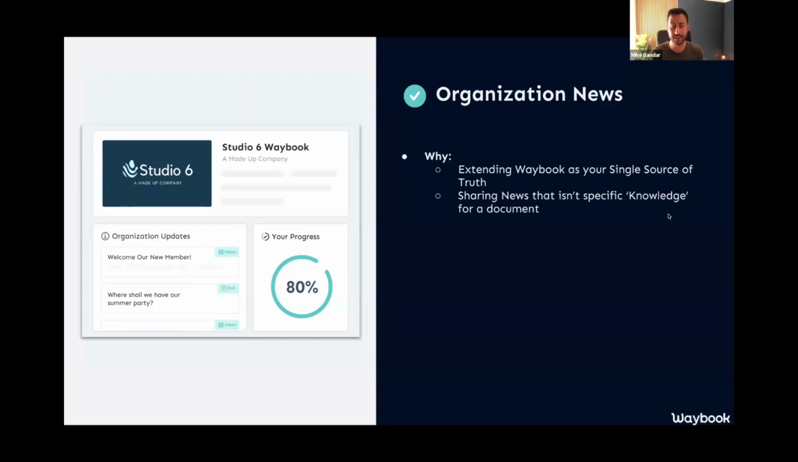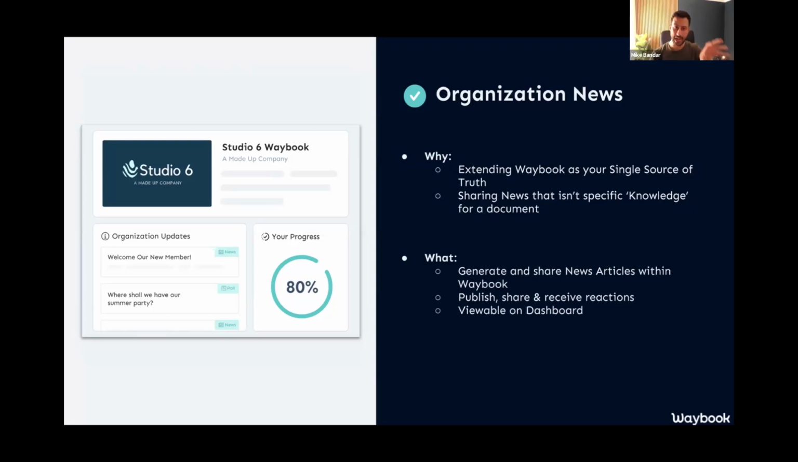Now, whilst that's still great, if there's knowledge that doesn't live within a document, you can now create that with news. So what that essentially is, is the ability to generate and share news articles within your Waybook. And also it enables you to create, publish, share, and receive reactions back to the news that you're sharing. Now, it's viewable on the dashboard, and also people can then look at it within the news view, which is available within your organization's tab. So this is available in all accounts, and similar to org chart, it's in a similar place. So it's about the organization, and that lives within organization.